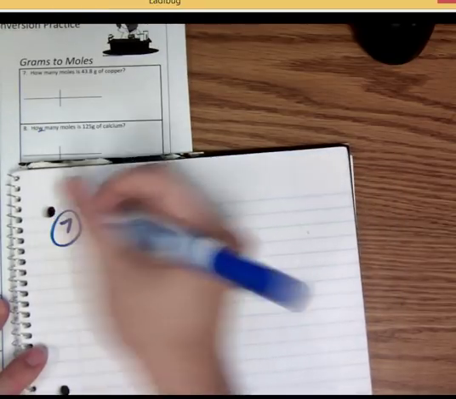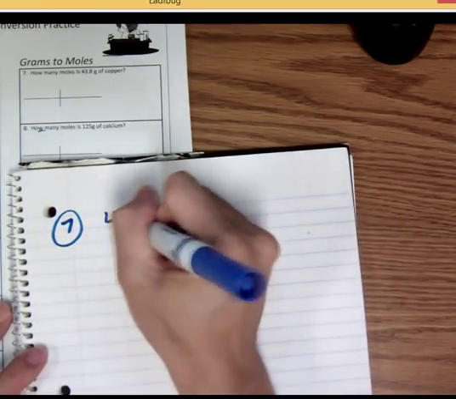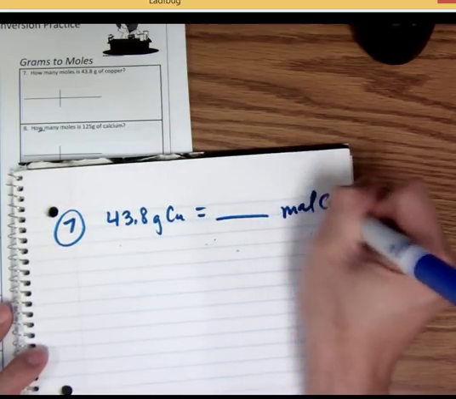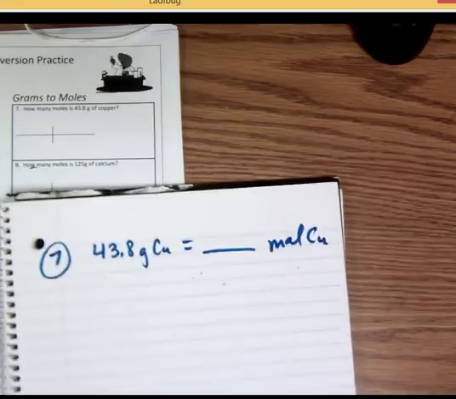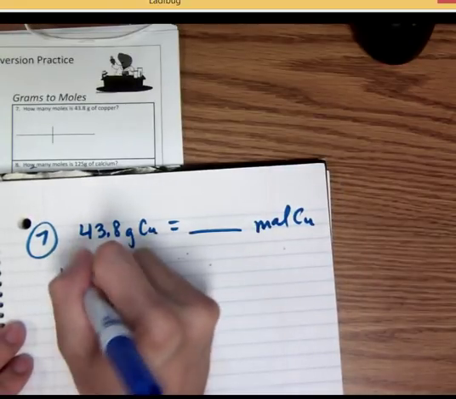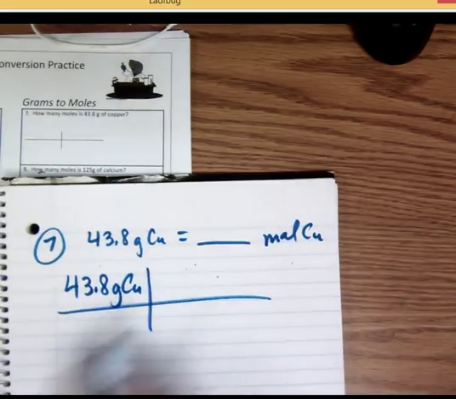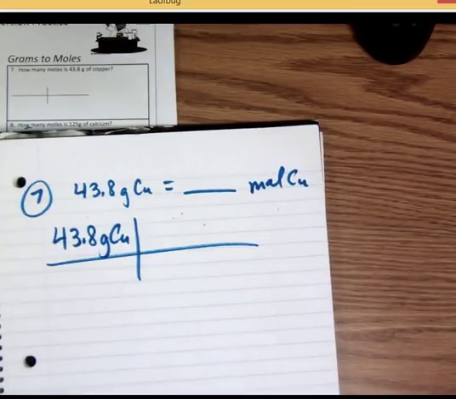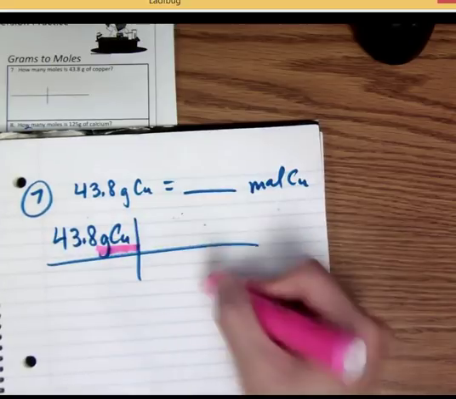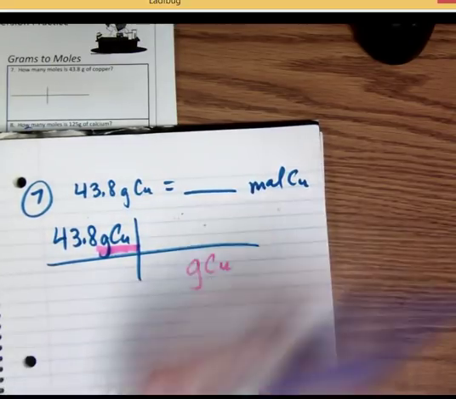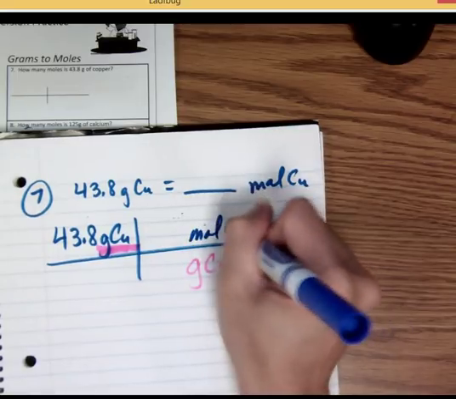So number 7. You have 43.8 grams of Cu. We need to equal something mole of Cu. Alright, so we start with 43.8 grams of Cu. What did we do last one? What goes on the bottom of the next one? Bring that unit, grams of Cu, down to the next one. Grams, we always go to mole of Cu.